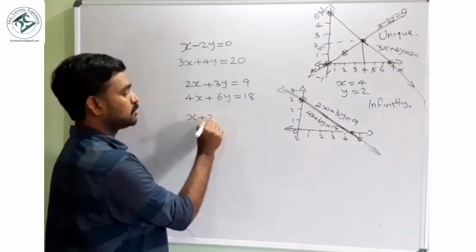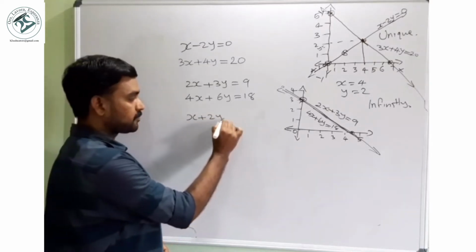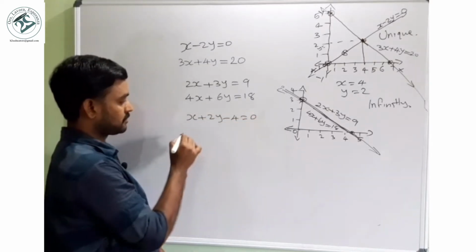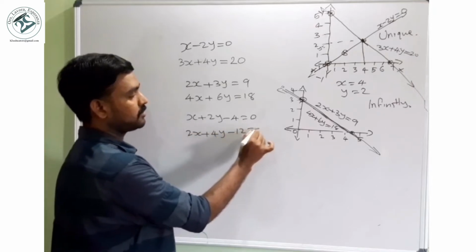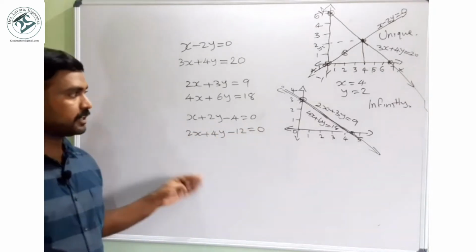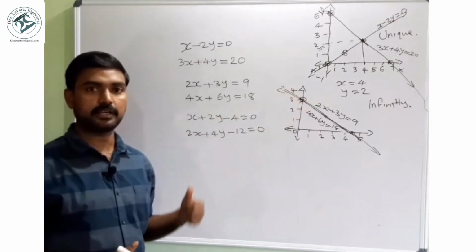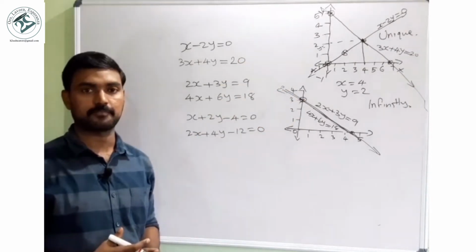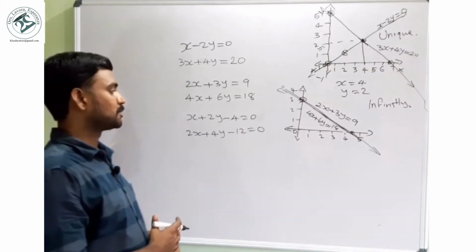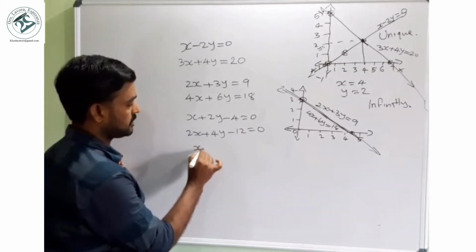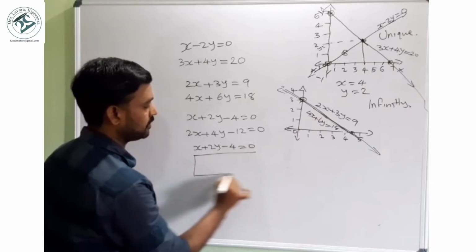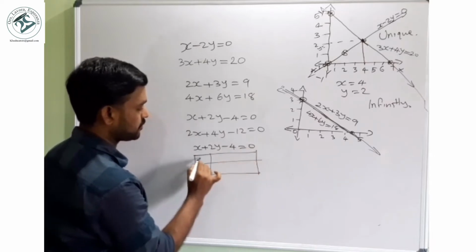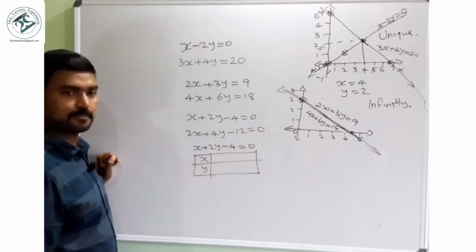x plus 2y minus 4 is equal to 0. 2x plus 4y minus 12 is equal to 0. As we draw the graphs of these two equations, at the time we will get the solution, and we can check it. Take x plus 2y minus 4 is equal to 0. We can draw the table.